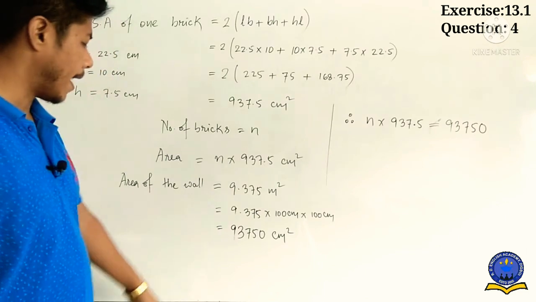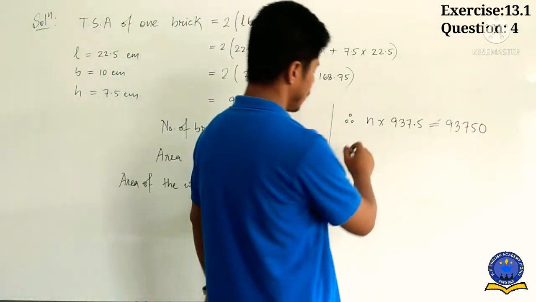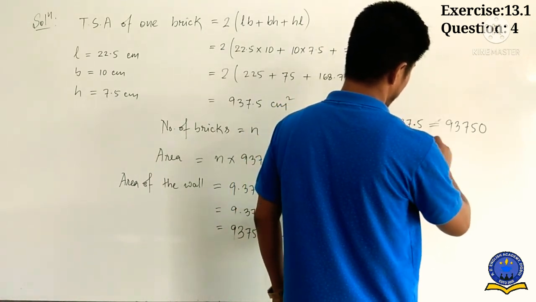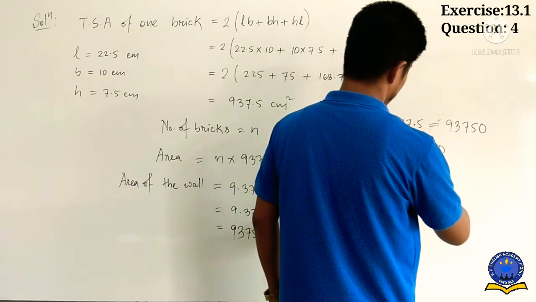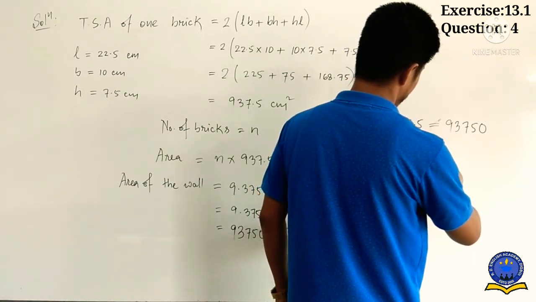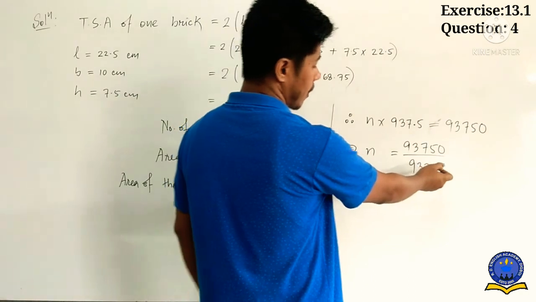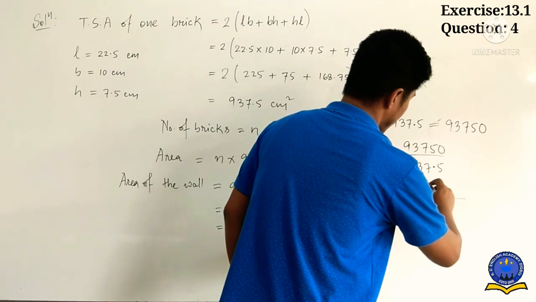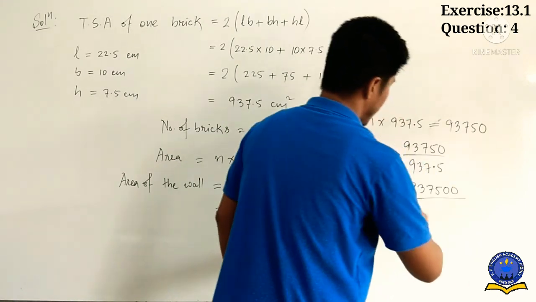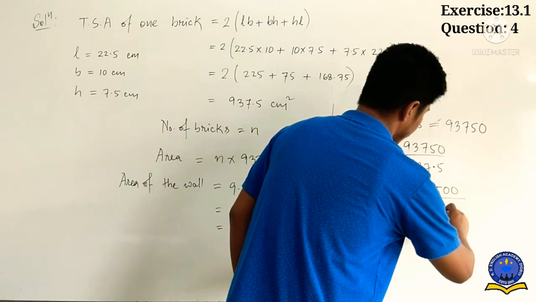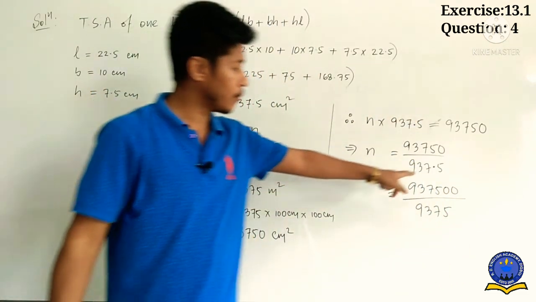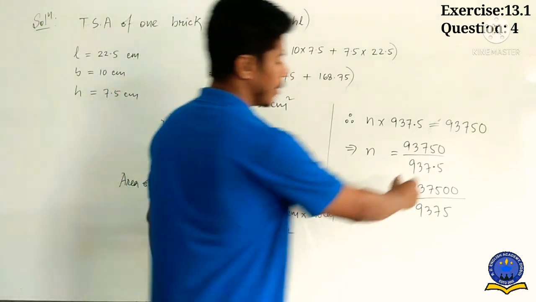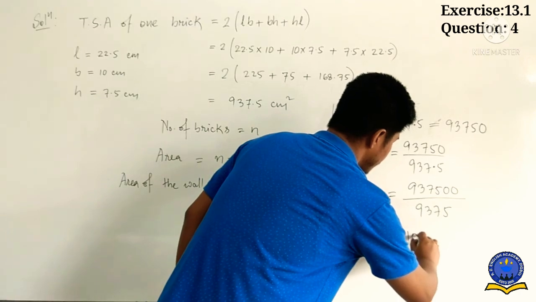So we write 93750. Is it clear? Now if you cross multiply, n equals 93750 divided by 937.5. To eliminate this decimal, we have to multiply both numerator and denominator by 10. So we get 937500 in the numerator and 9375 in the denominator. Is it clear? So ultimately, if you divide these two, we get the result 100.